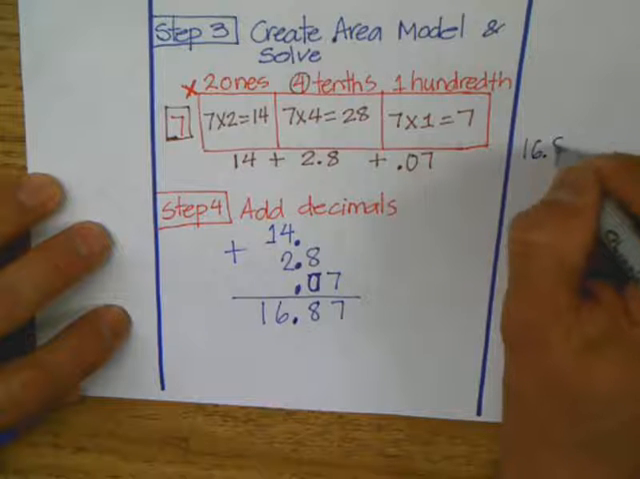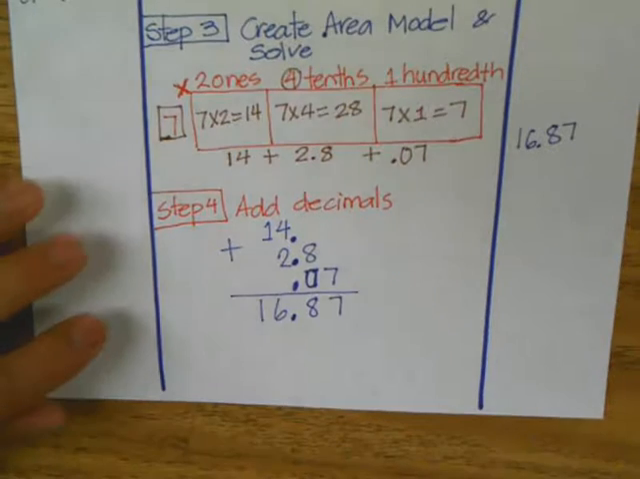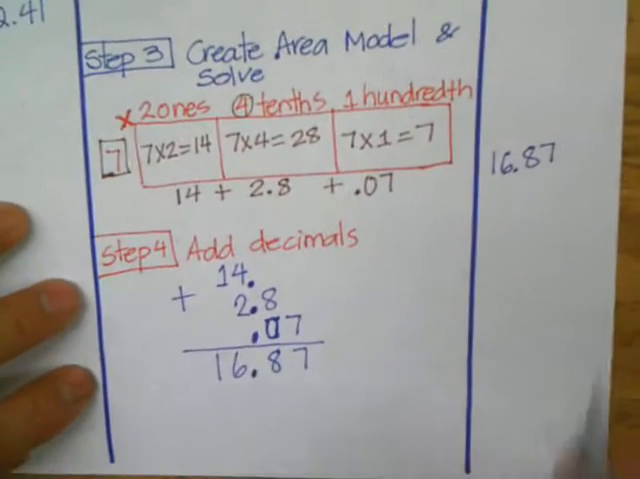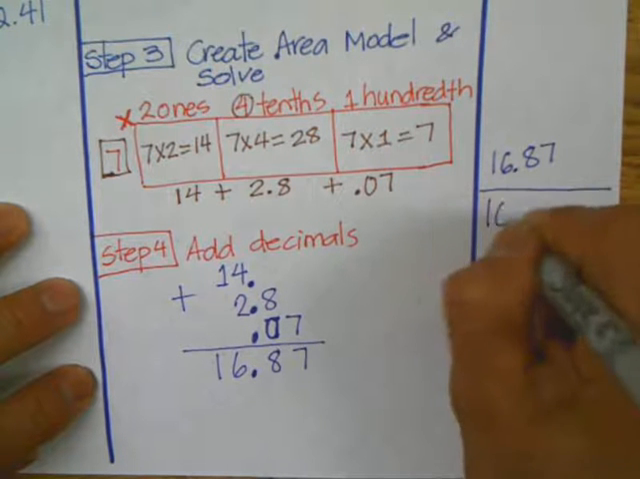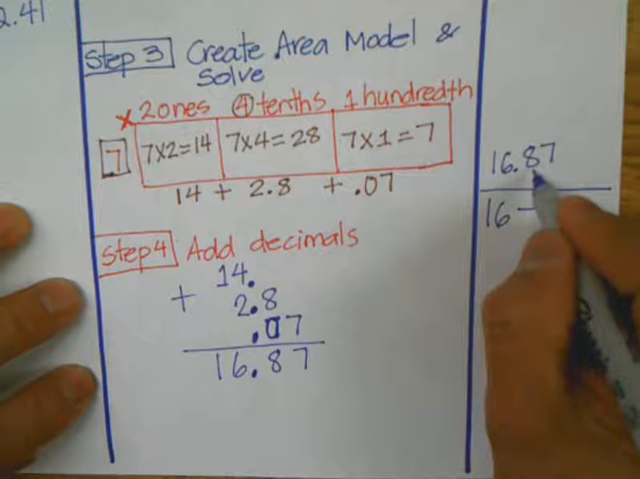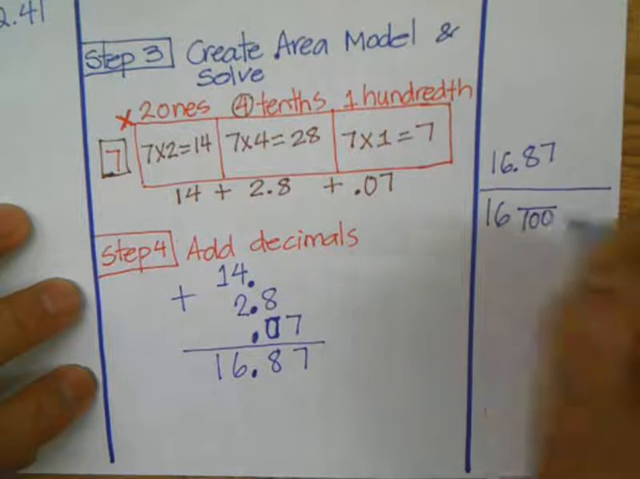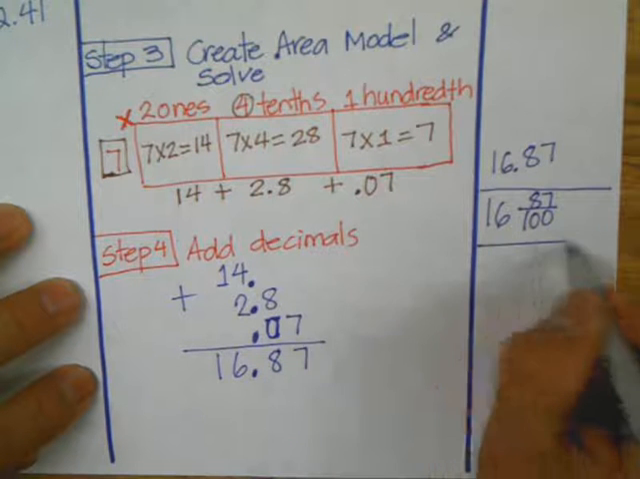Now I always review other concepts with my students. So here's another way we're going to write this down. We're going to write this down in fraction form. So that is 16 fraction. This one reads 87 hundredths. So I'm going to write the hundredths in the bottom, and that's 87 out of them. That will be your fraction form, and this is your decimal form.